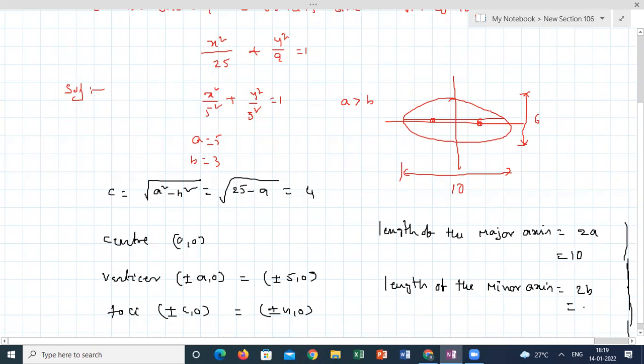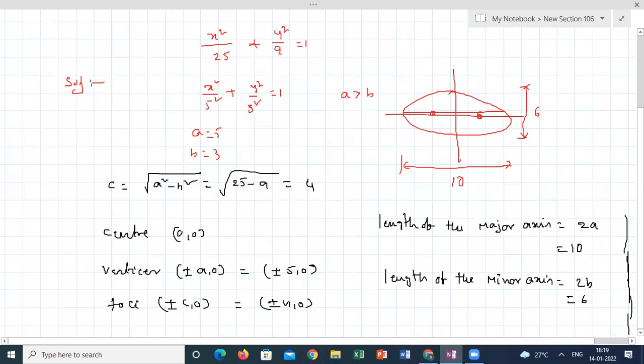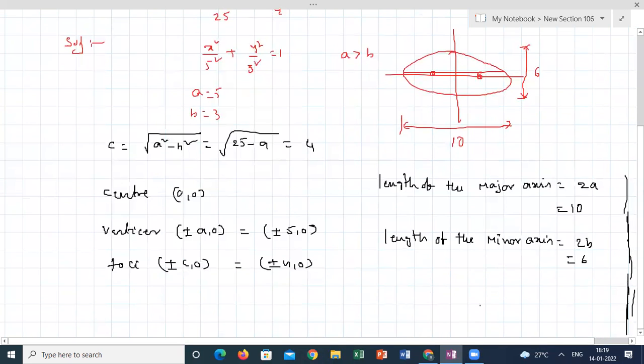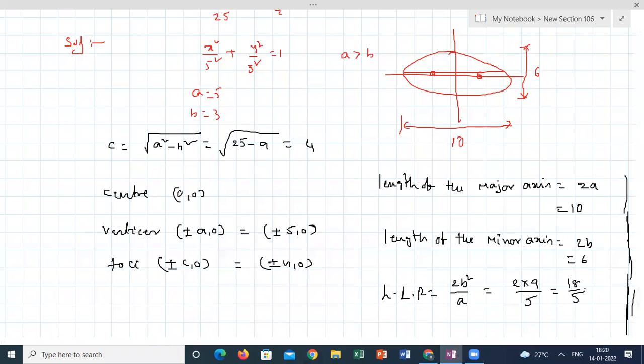Sir, LLR. Length of the latus rectum is 2b square by a, correct? 2 into 9 by 5, 18 by 5. Anything? Is it clear? And finally, yes, eccentricity we are missing.